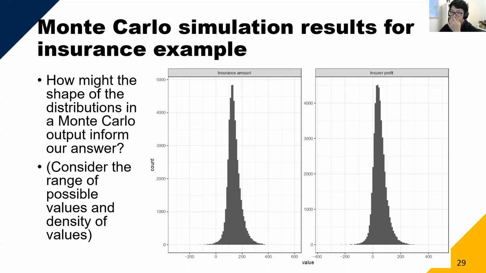So how might the shape of the distributions in a Monte Carlo output inform an answer? Consider the range of possible values and the density of those values. You can see the amount that the insurance would charge can vary over this distribution, and the amount of profit that they would have could vary over this distribution based off of our input parameters.